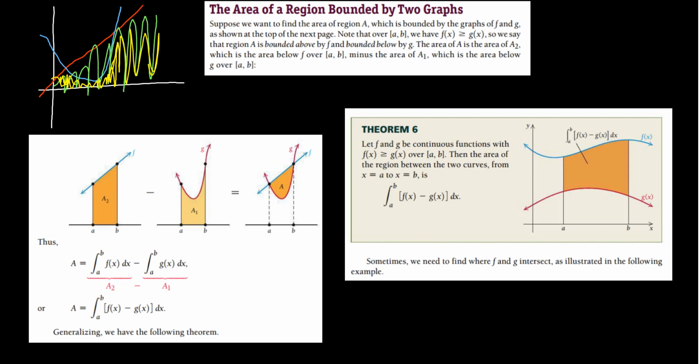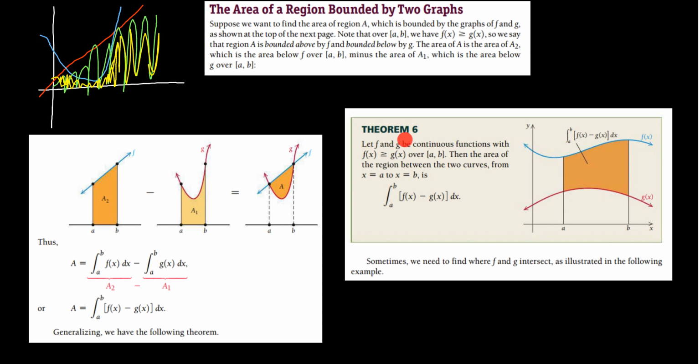And if that's too confusing, the more pure example is here. We have our shaded area, and in order to get the shaded area between the two lines, we simply subtract A1 from A2. And of course that leads us into our theorem here.